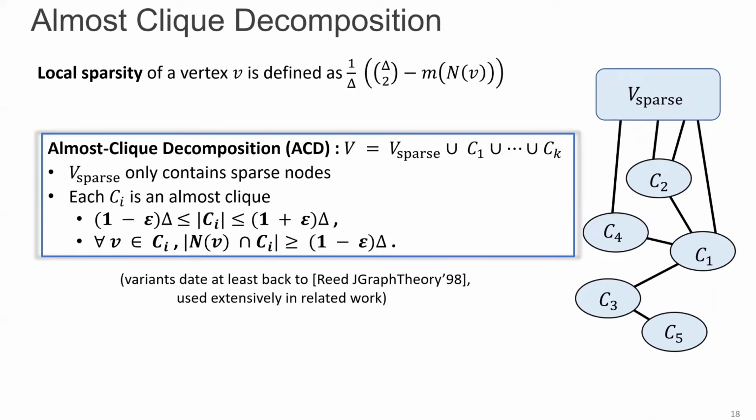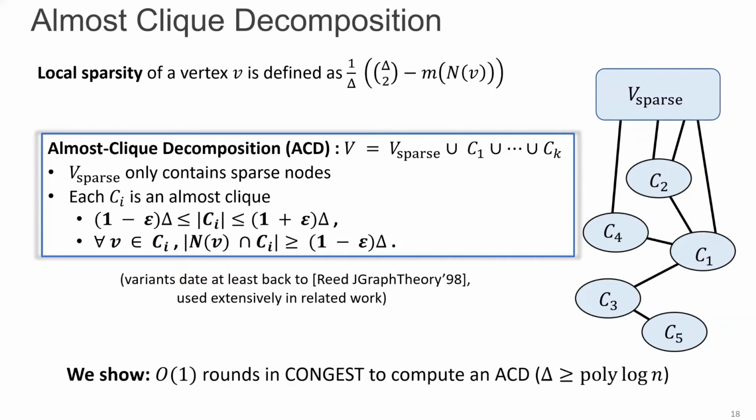A bit more formally, this V sparse only has sparse vertices. And each C_i is roughly a delta or delta+1 clique. The number of vertices is very close to delta. And every vertex in such a C_i has most of its neighbors also in the C_i. There's still some edges, as you can see here, between these different parts, but not super many. So this decomposition has appeared in the literature in many different settings, in different versions, but we try to present it in an even simpler way than it was before.